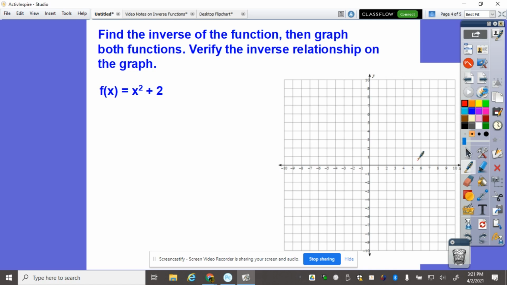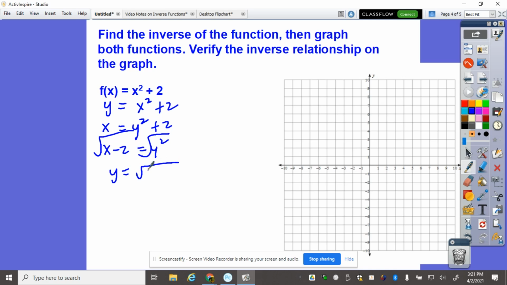Next, find the inverse of the function, then graph both functions. So we're given here f of x equal to x squared plus 2. So let's find the inverse. Swap the x and the y, solve it, take the square root. Okay, y is equal to the square root of x minus 2, or the inverse of f of x is equal to the square root of x minus 2. Take note that there's a plus or minus here.